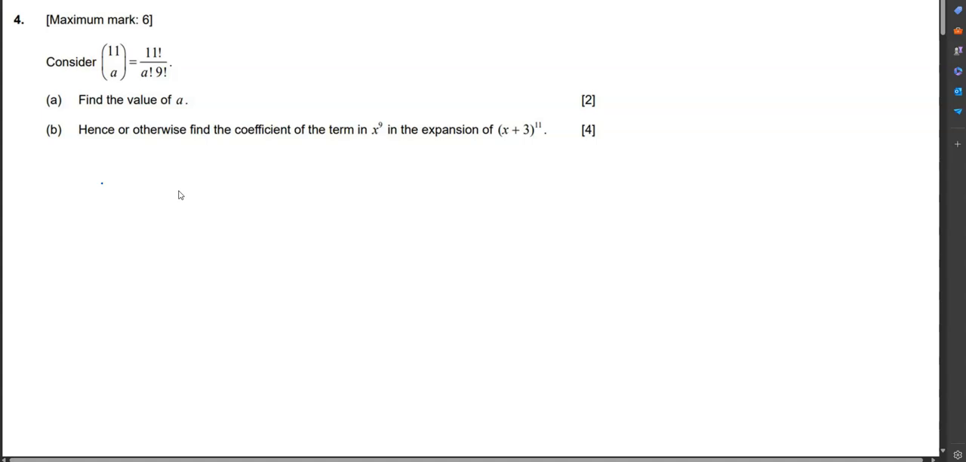So we see here, starting with question 4, we know the definition of factorial here. These two numbers at the bottom need to add up to 11, so we know that A needs to equal 2.